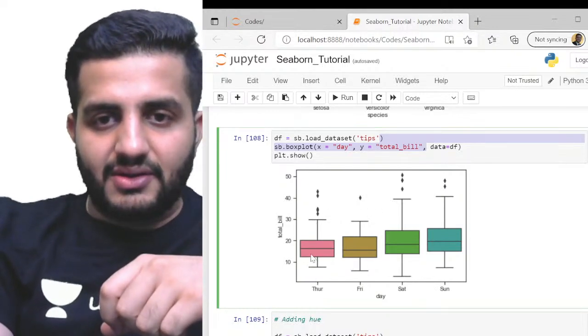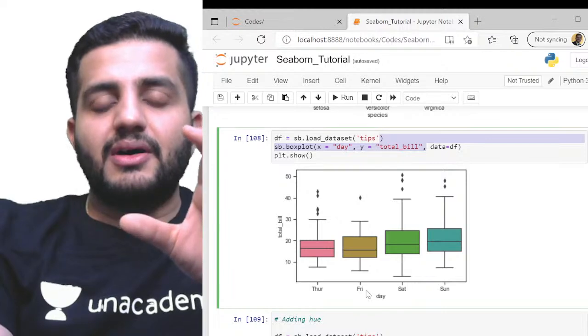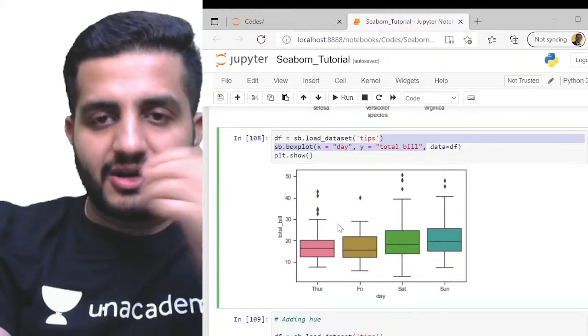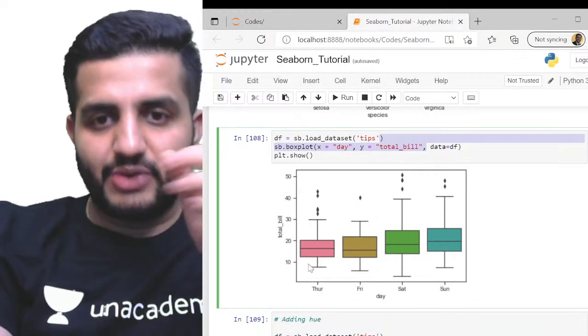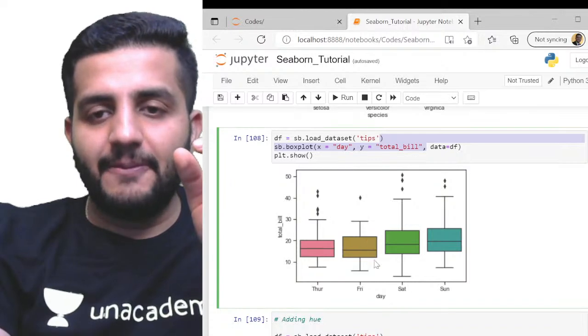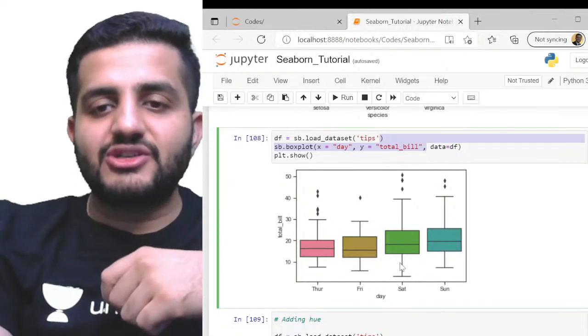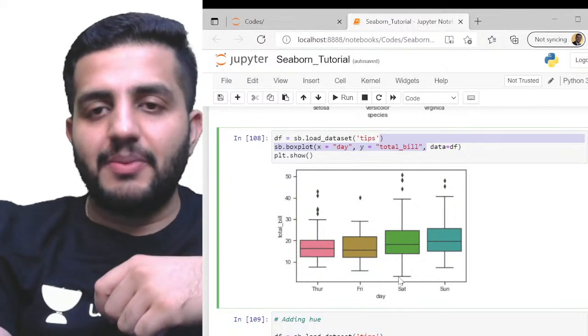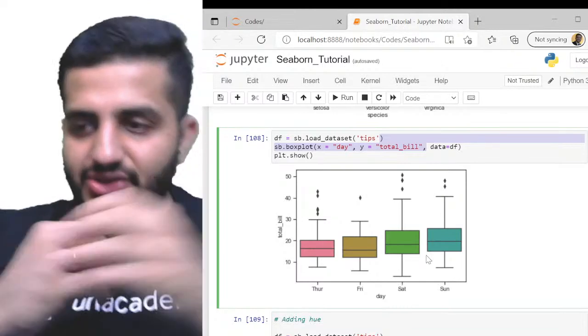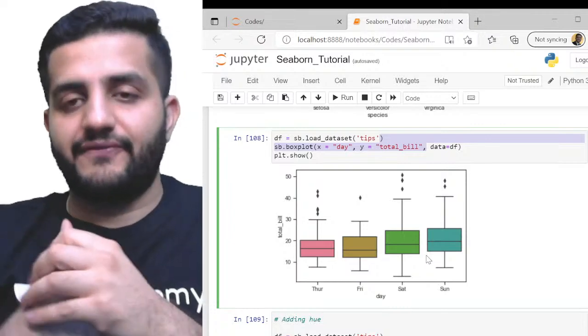So basically on Thursday and Friday, the number of people paying the bill is below $30, the max between 10 to 30. But on Friday, the range is say 5 to 30. But on Saturday, the range is quite high, between say maybe 2 to 3 to 40. The range is quite high. So that's what we can observe from these graphs.